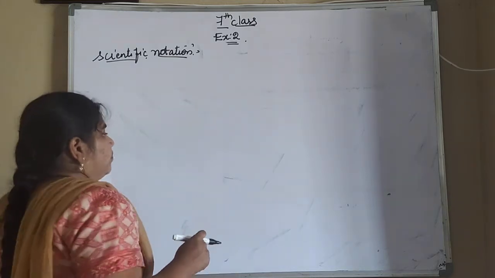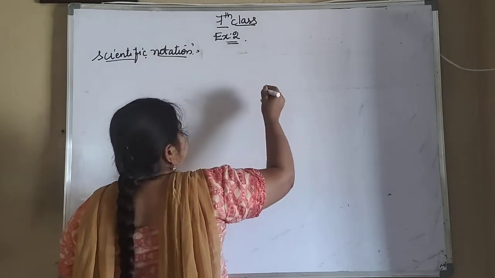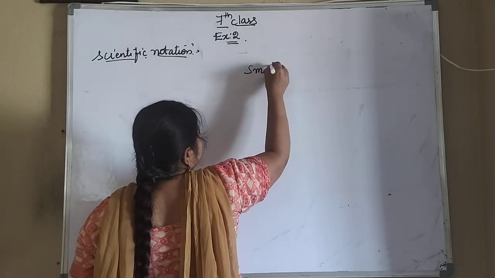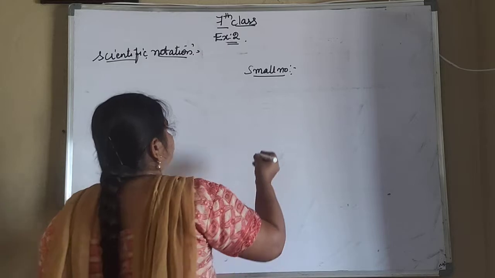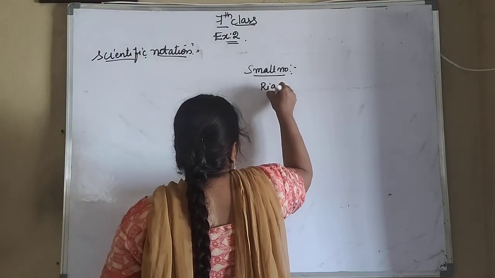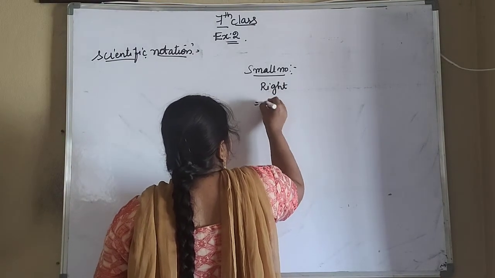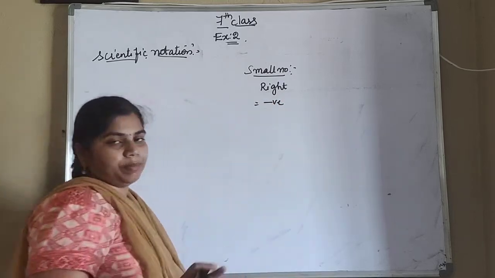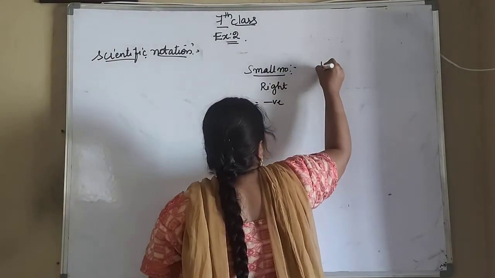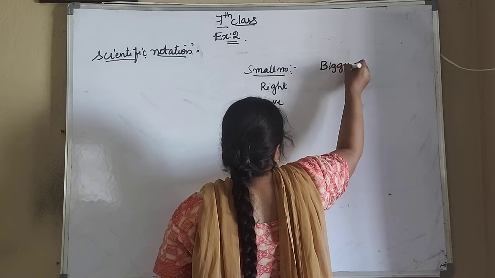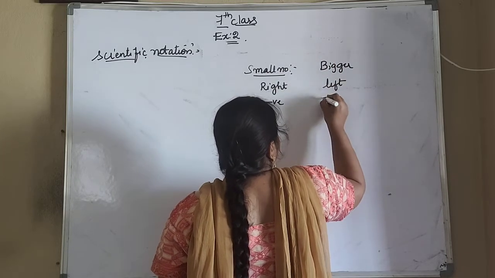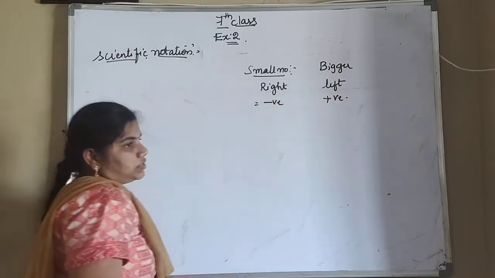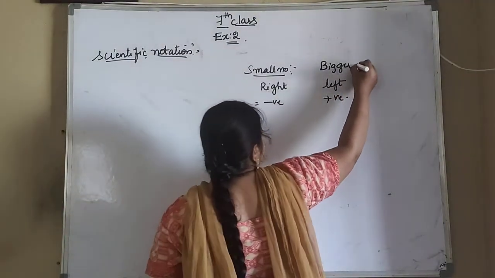Suppose, see here, if it is a very smaller number, always the point should be moved to the right side and the power will be always negative. You have to remember this. If it is a bigger number, always the point should be moved to the left side and always the power will be positive. So we will see some examples for this.